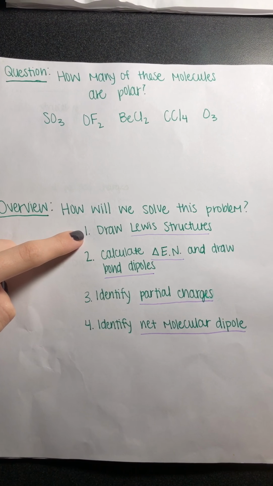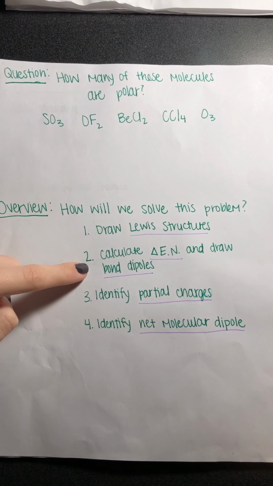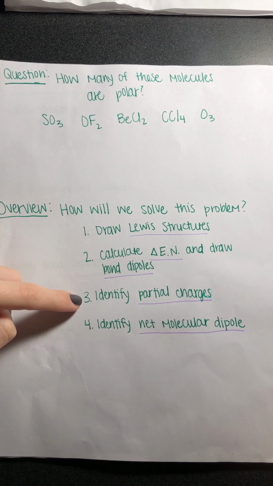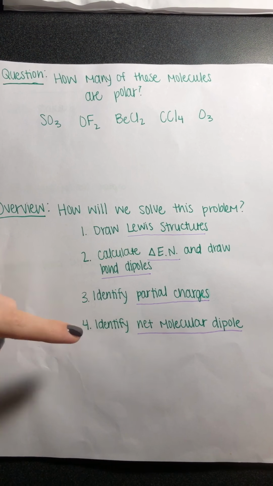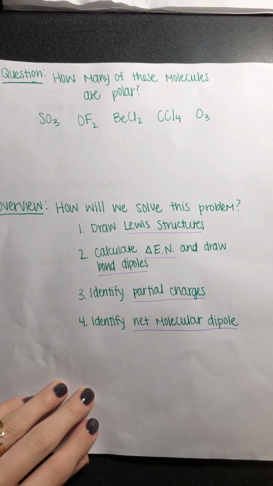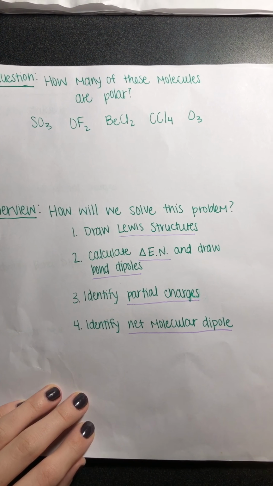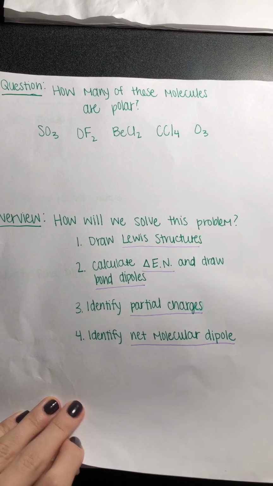First, we should draw the Lewis structure, then calculate the electronegativities and draw the bond dipoles, identify partial charges, and identify the net molecular dipole. Let's begin to solve the problem for each molecule one by one. We can do this correctly by using the rules we learned about Lewis structures.